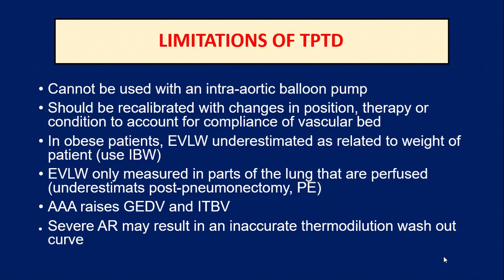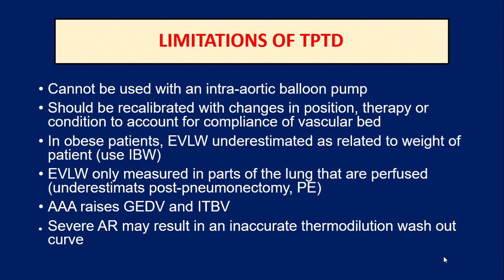So what is happening? Your patient is maintained, suddenly the patient has hypotension, and you are increasing the dose of noradrenaline. At that point of time, the vascular tone will also change. So we should recalibrate, or redo the thermodilution at that point of time, because the dynamics have changed. In obese patients, extravascular lung water is underestimated as it is related to the weight of the patient. So one should use the ideal body weight when feeding it into the machine.